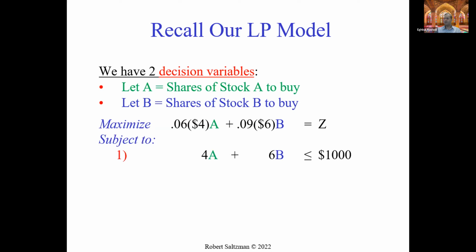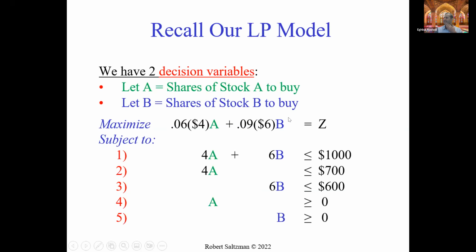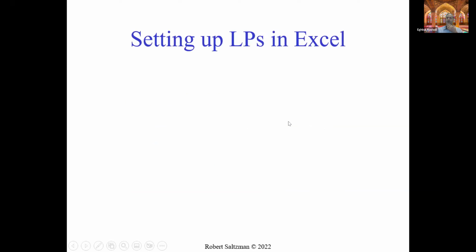This is the first constraint: our investment portfolio should not exceed our budget, which is $1,000. Our second constraint was we do not want to invest more than $700 on stock A. We do not want to invest more than $600 on stock B. This is our third constraint. And our fourth and fifth constraints are just the non-negativity constraints over the decision variables. So how to set this up in Excel?